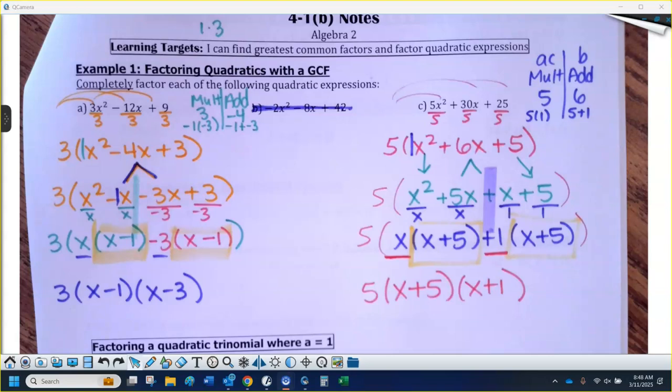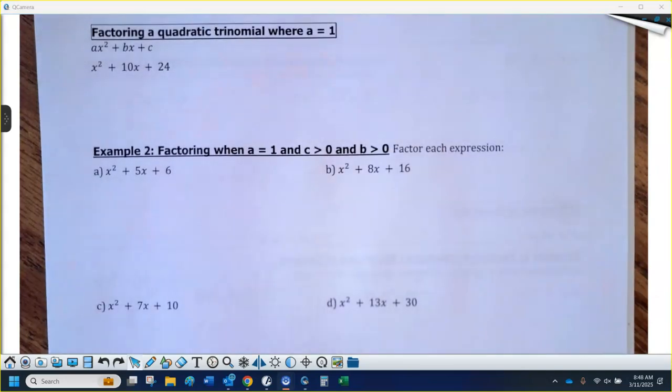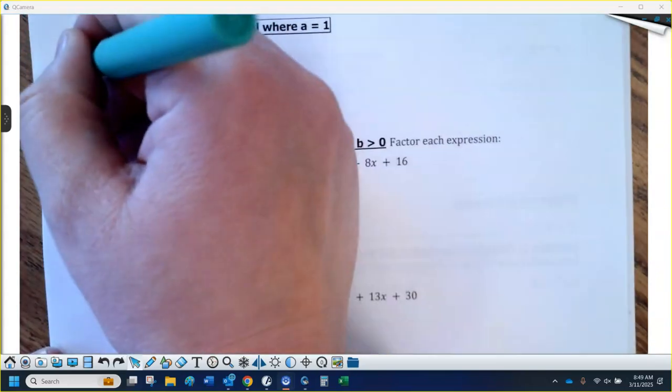Now, I'm going to show you guys one more problem. This is not going to have a greatest common factor. So the main difference between most of the questions we're going to do today and what we did yesterday is my a value is going to be 1. Yesterday our a values were a bunch of different numbers. So here the a value is going to be 1.